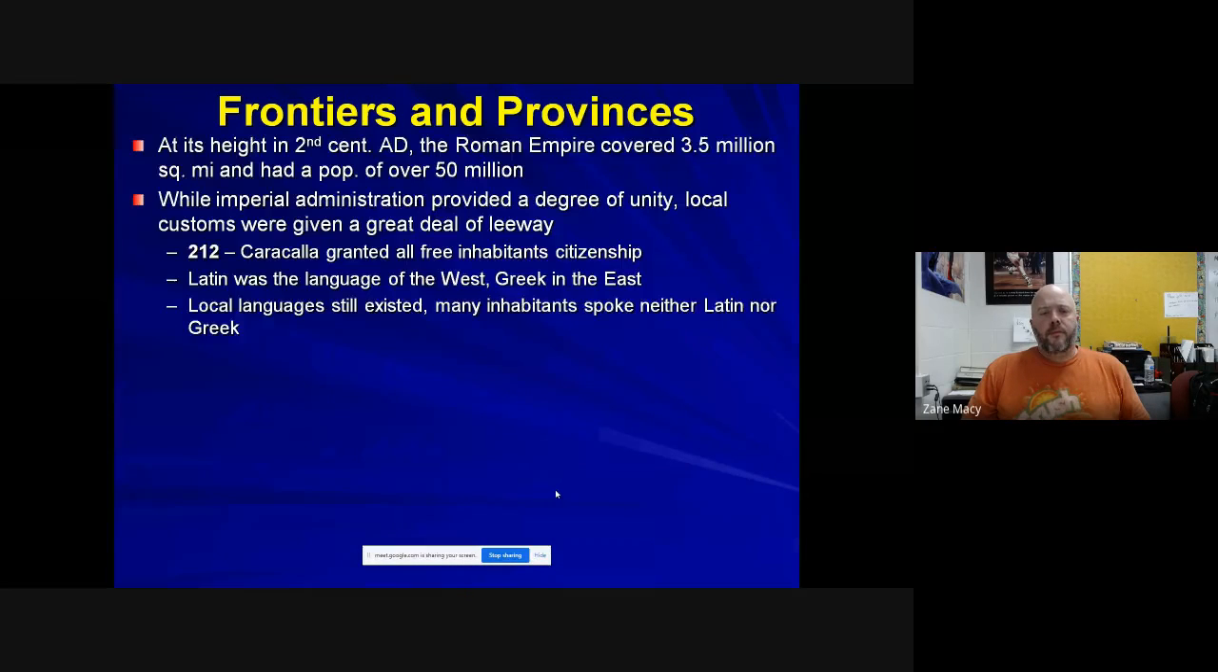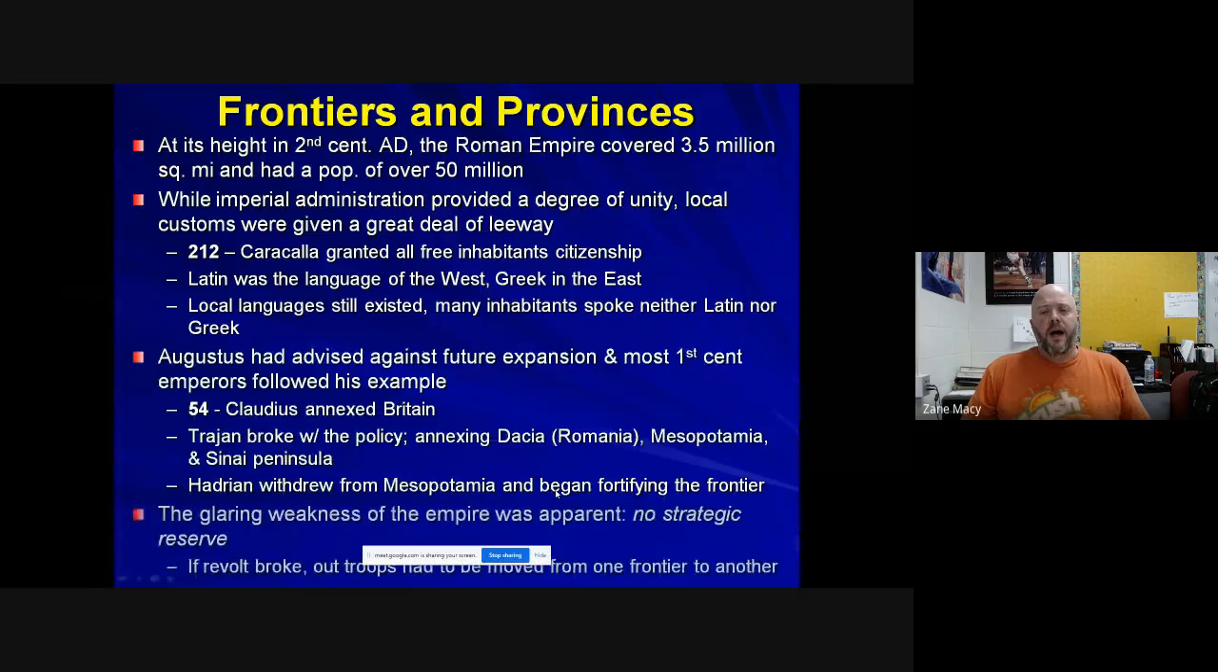Now, at the empire's height in the second century, which of course would be the 100s AD, the Roman Empire covered about 3.5 million square miles, had a population of over 50 million throughout the empire and all the lands that were considered holdings of the empire. Now, the imperial government based out of Rome did provide, as I say in the notes, a degree of unity.